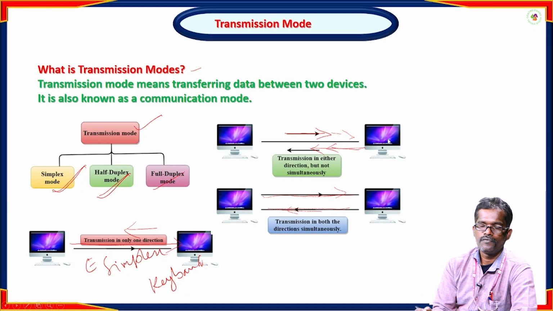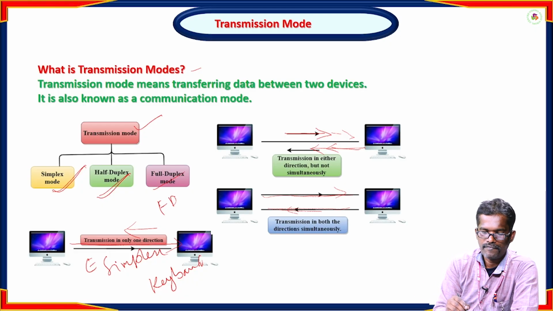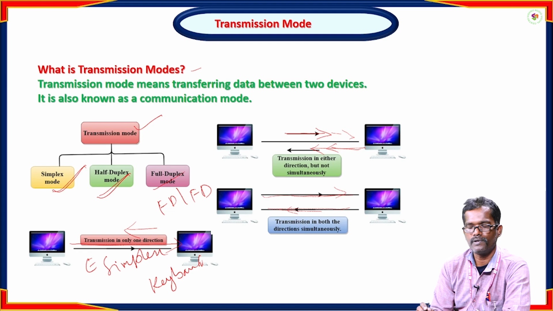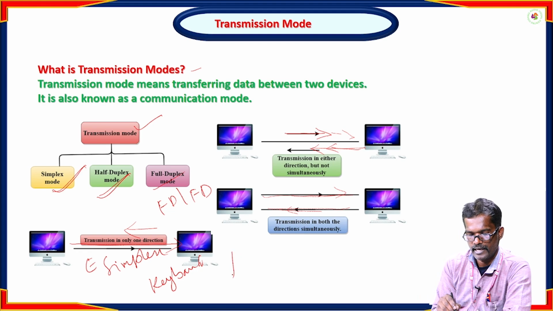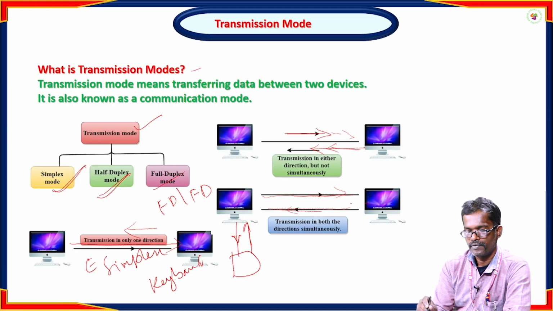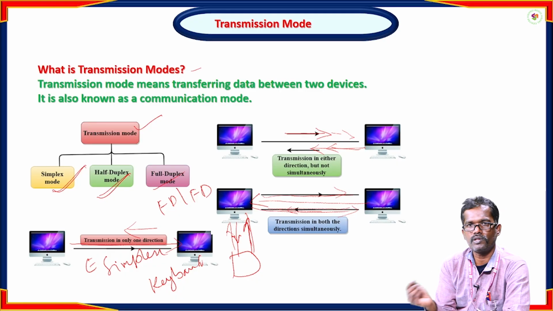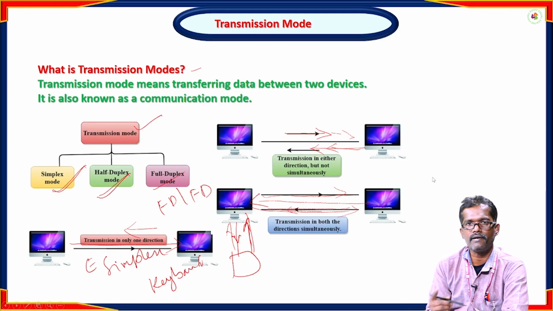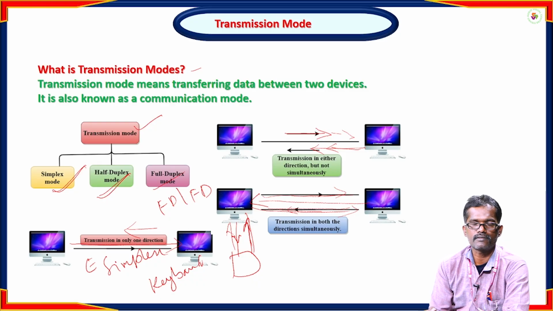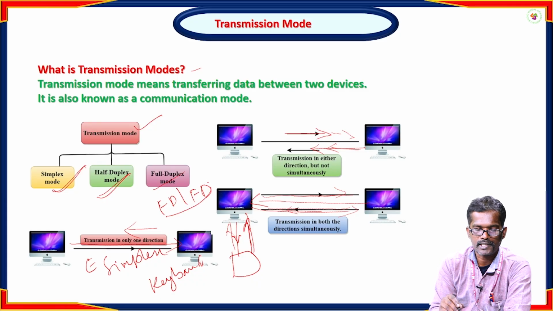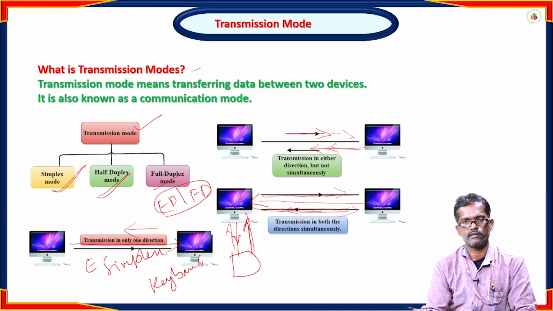Another one more is there: full duplex by full duplex, FD by FD. That means another PC will be added here. From here to here it receives. From here to here it sends. From here to here it receives and sends. One system will play a dual role, in both ways, parallelly. One device or one person can play the dual role. This is related to the full duplex by full duplex transmission mode.